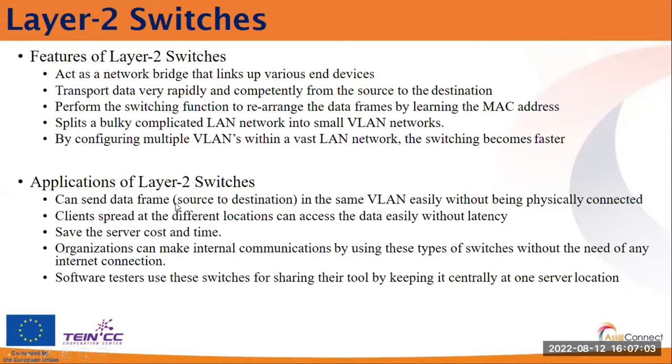Through a layer 2 switch, we can send the data frame from the source to the destination that is switched in the same VLAN easily, without being cable connected, physically connected or being at the same location. The server of a software company can be put at one location and the clients, dispersed at other locations, can access the data easily without latency, but they must have authorization, and thereby it saves server cost and time.